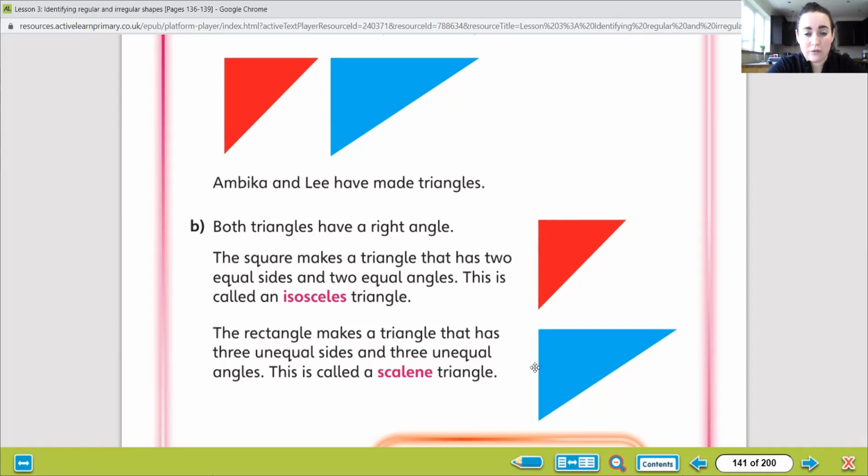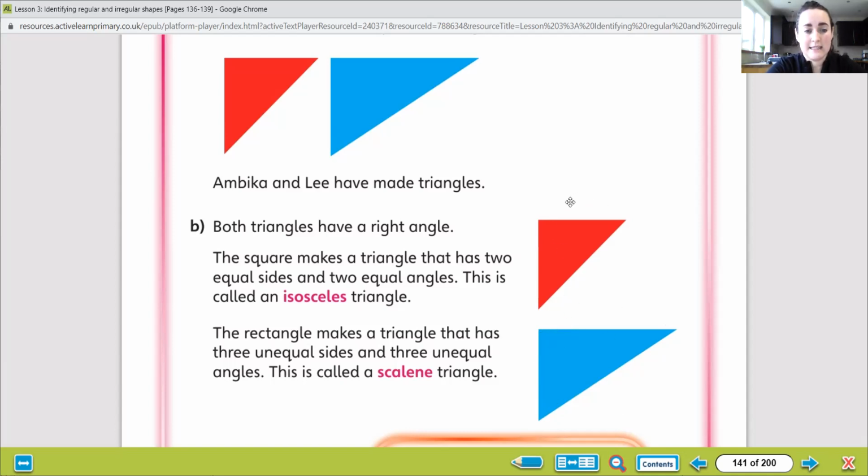Then we've got the rectangle from Lee. He has made 3 unequal sides. So he's got 3 sides that are different to each other. He has got 3 angles that are different to each other. These 2 angles are both acute. They're both measured differently. This acute angle is a lot smaller than this one here. And we've also got a right angle in there as well. So this is called a scalene triangle.